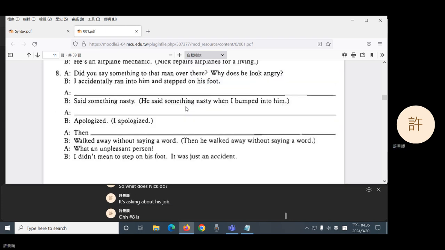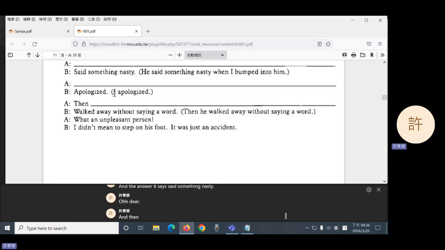Oh, number eight is really fun. I'll lead you to do this one together. It's about a situation. So, A, did you say something to that man over there? Why does he look angry? B, I accidentally ran into him and stepped on his foot. And then A, what? Past tense, did he say when you bumped into him? Oh, sorry, what did he do when you bumped into him? What did he do when you bumped into him? And the answer B says, said something nasty. And then, what did you do?